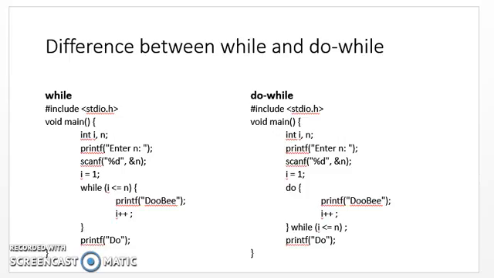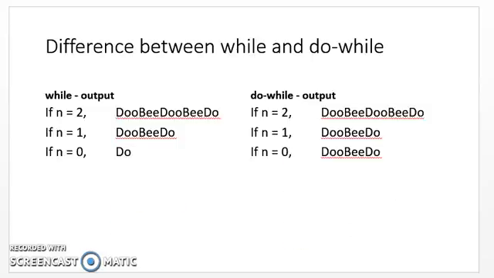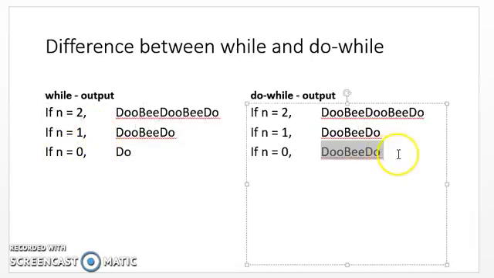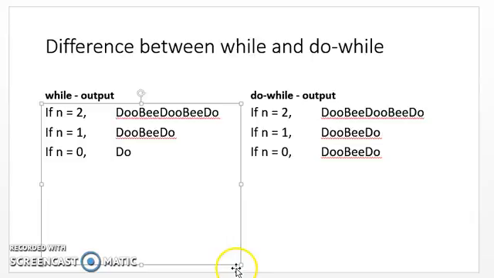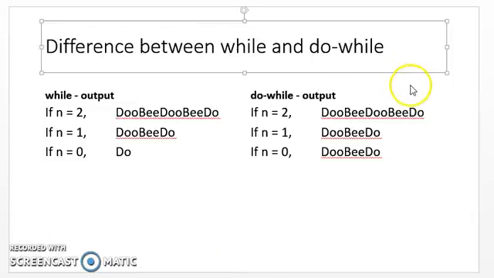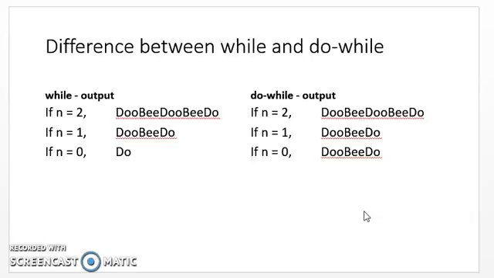Okay, so here come the programs, and let us observe the output of both while and do while. When n is equal to 2, this is the output, n equal to 1, it is the same output, but when n is equal to 0, the output has changed. So basically, there is a disadvantage with do while. The problem with do while is that it prints at least once.